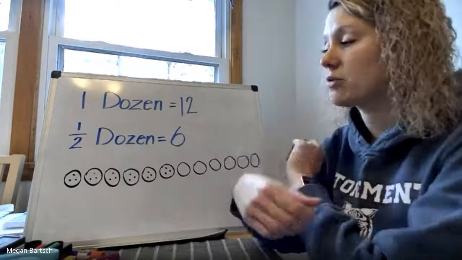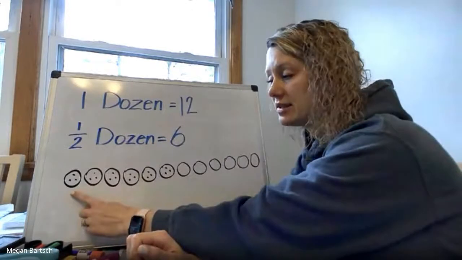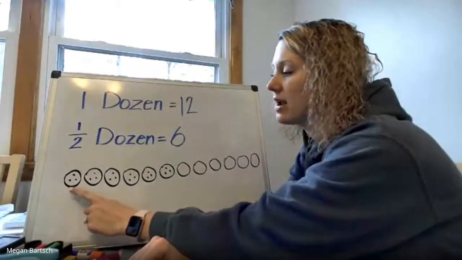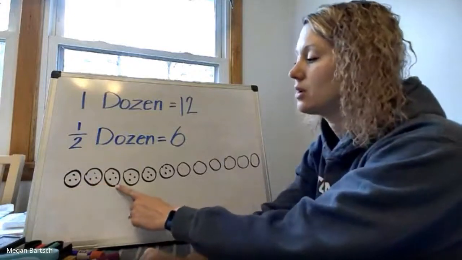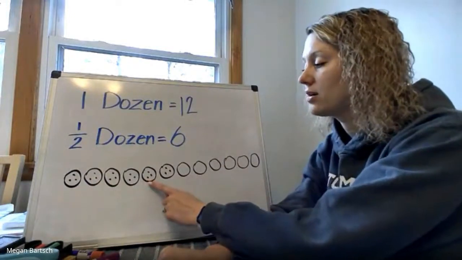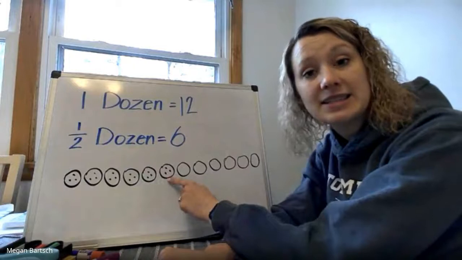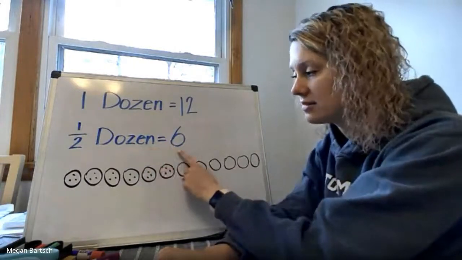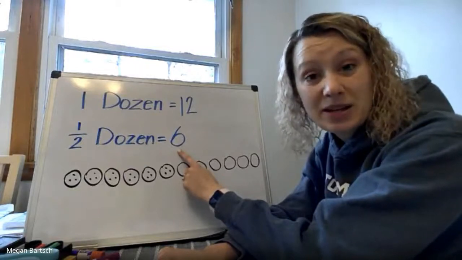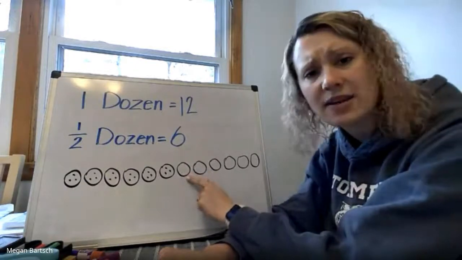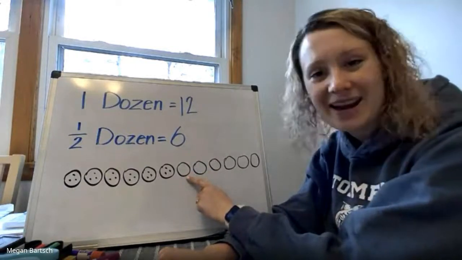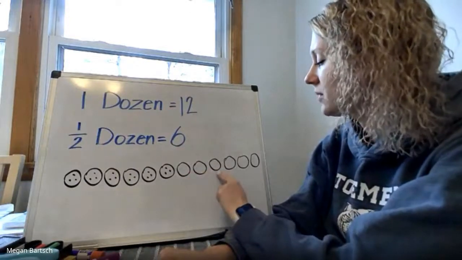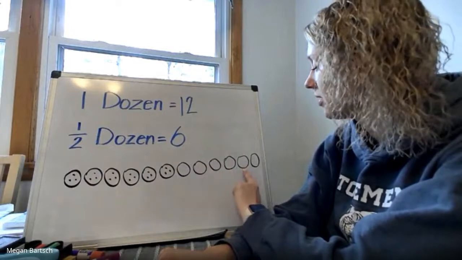All right, let's count how many cookies have chocolate chips on them. Count with me. Ready, set, go. 1, 2, 3, 4, 5, 6. 6 cookies have chocolate chips. So a half dozen have chocolate chips because 6 means a half dozen. How many do not have chocolate chips? Count with me. Ready, set, go. 1, 2, 3, 4, 5.